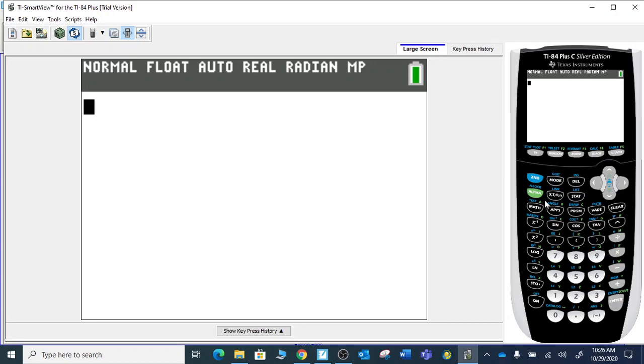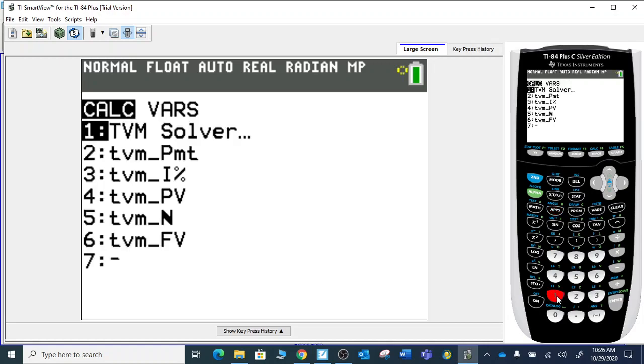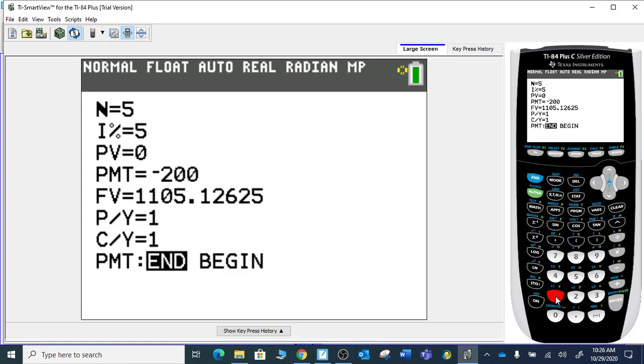Again, how do we find the financial stuff? We're going to go into apps again. Number 1 says finance. And number 1 again says TVM solver. Those are the ones that we're going to do. Now, these are my numbers from a question yesterday. So I'm just going to rewrite over top of them that we have this time 12 payments. The interest rate is what we don't know. I'm leaving that as a 0 to hold a spot for it.